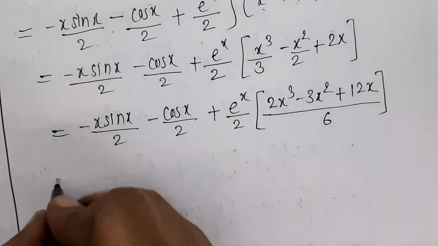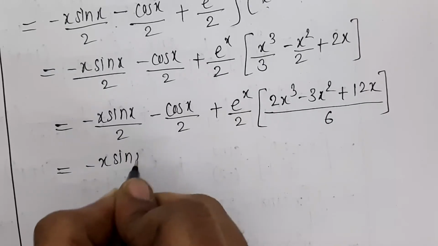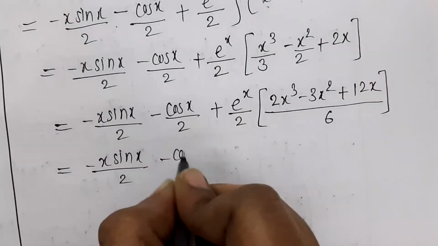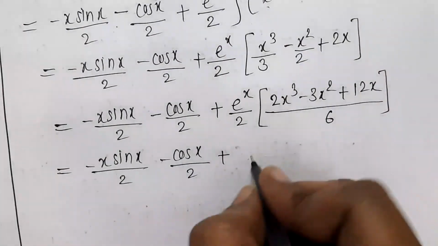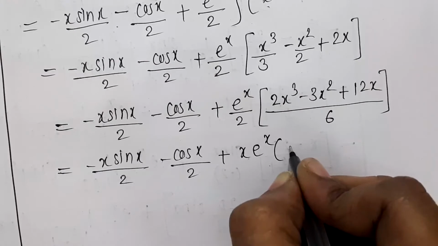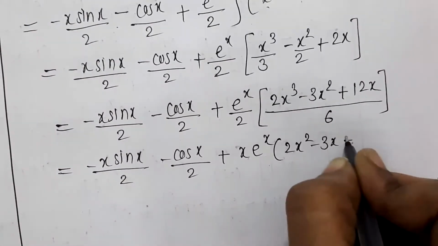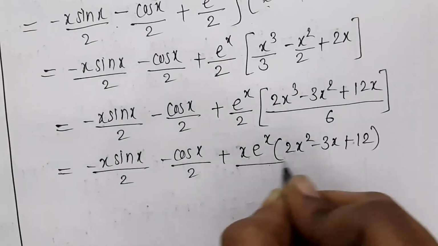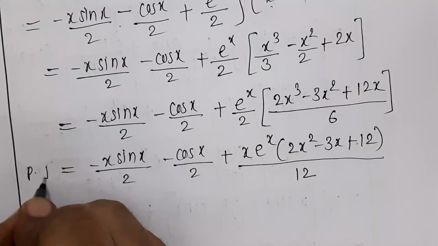So it is one more step we can write. It is minus of x sin x divided by 2 minus of cos x divided by 2 plus, we can take x common from this bracket. So it is x e to the power x in bracket, 2x square minus 3x plus 12 divided by 6 into 2, that is 12. This is the value of PI.